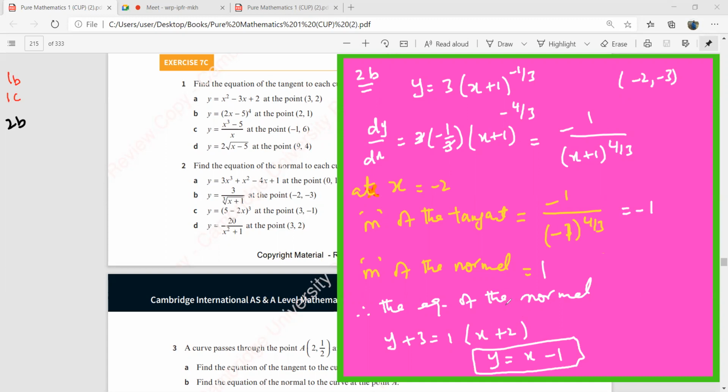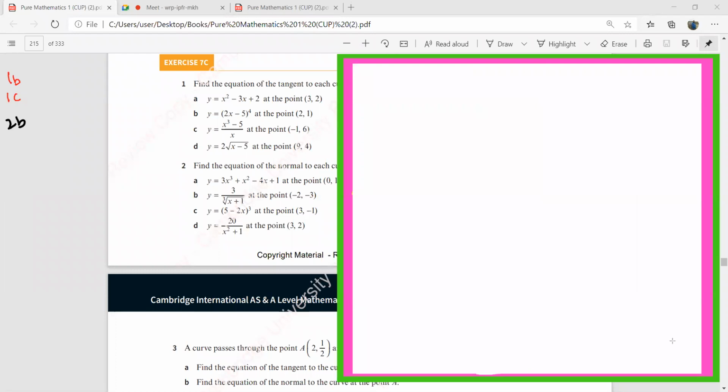Someone was asking for this 2d. Let me do that quickly before the class time gets over. Okay, 2d. So beta, please go back to exercise 7a and 7b, okay? Otherwise, you will really be struggling with all this calculus.